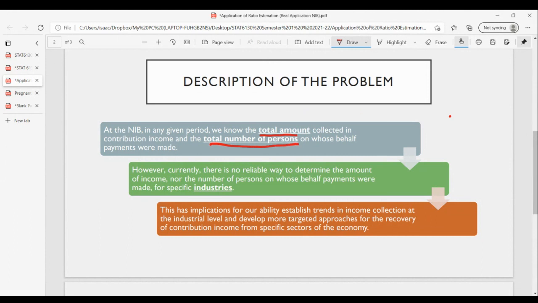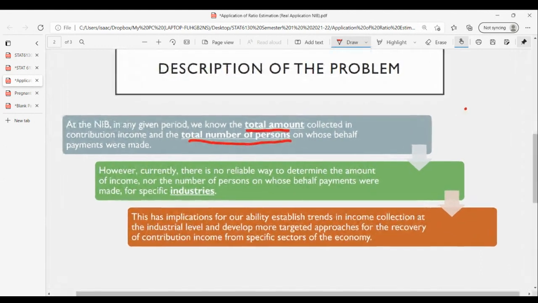However, currently there is no reliable way to determine the amount of income nor the number of persons on whose behalf payments were made for specific industries, right? So the NIB could report that in the last 3 months, we received X amount of contribution income. We have no way of saying we received X amount of contribution income from the oil and gas industry, or from manufacturing, or from this or that sector. We don't have any way of doing that currently, right?